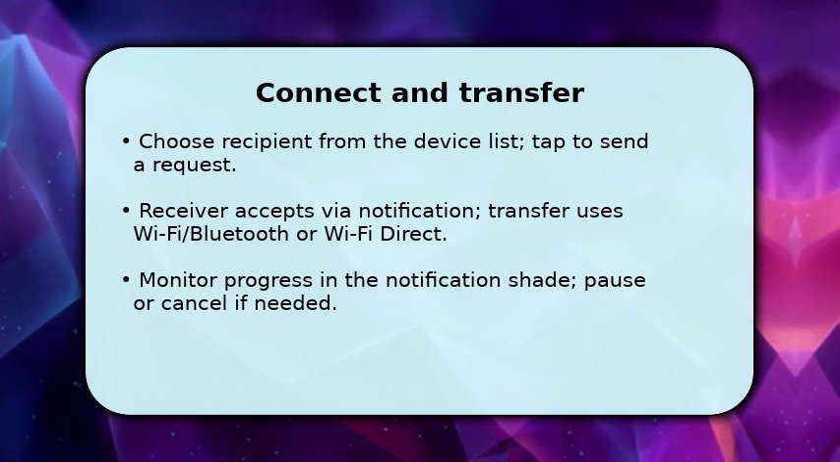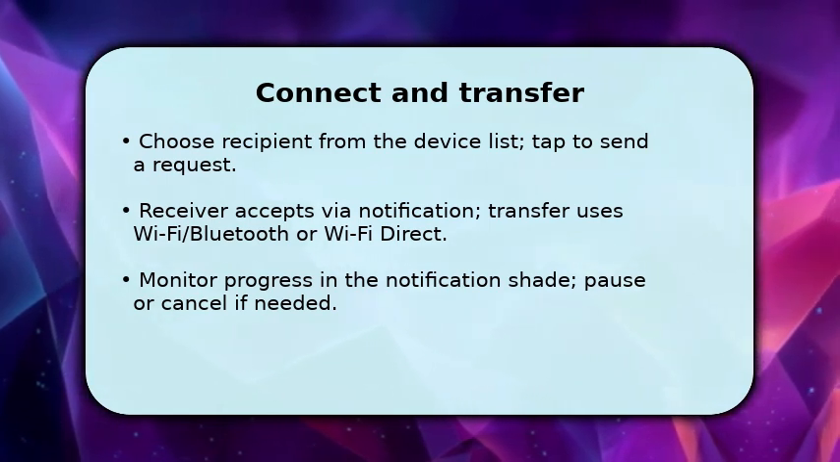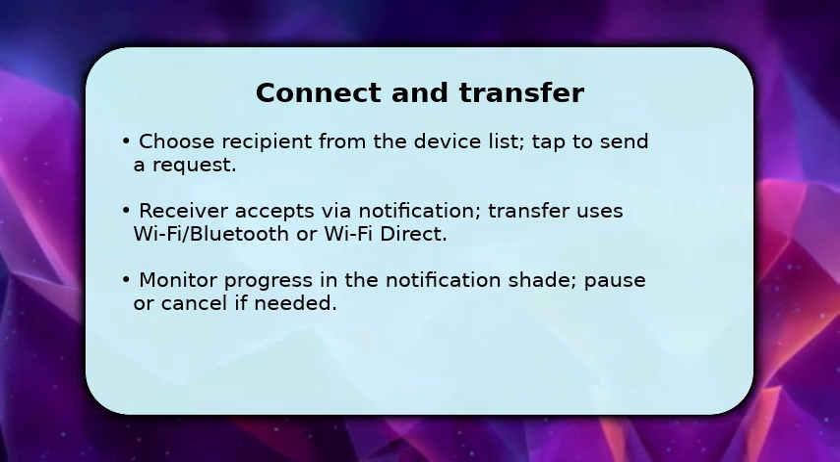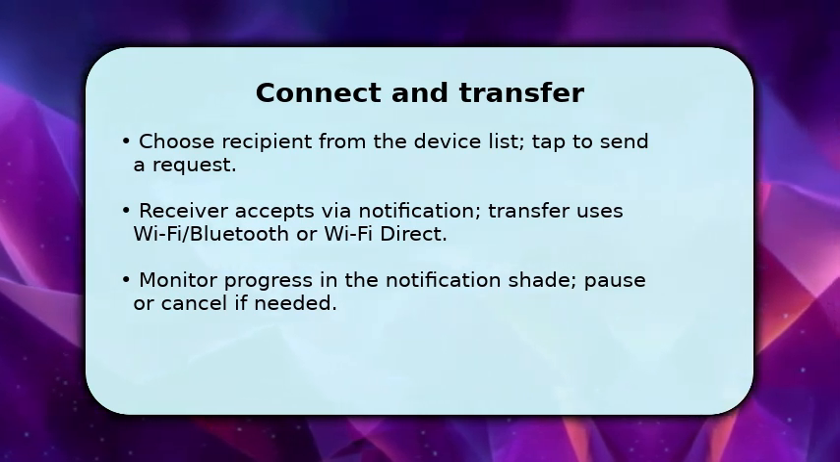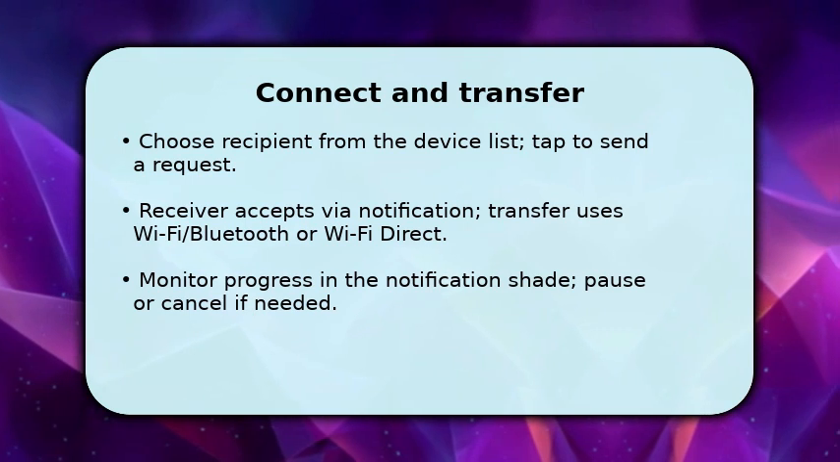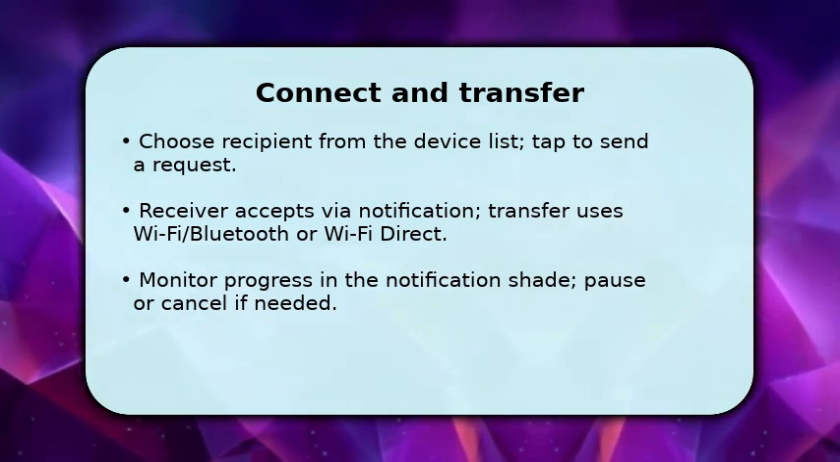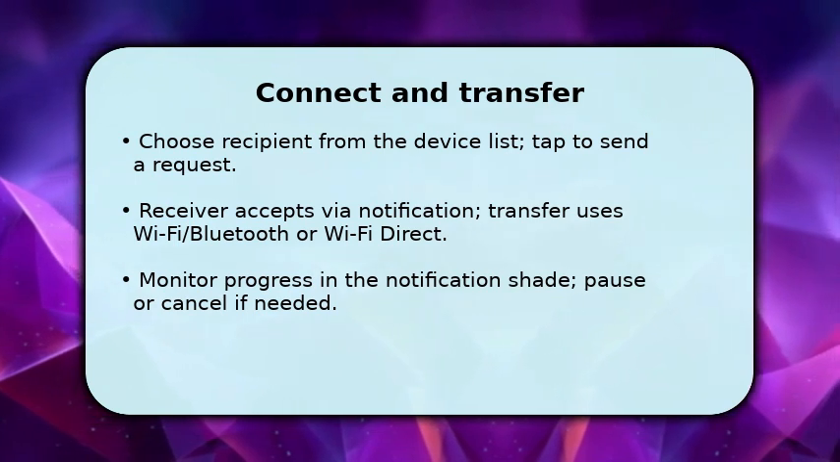Nearby Share selects the best channel, Bluetooth for discovery, then Wi-Fi or Wi-Fi Direct for fast data, so you don't manage protocols. Watch the transfer progress in the notification shade. Tap to pause or cancel if you need to. If sending multiple files, queue them and allow the transfer to finish.